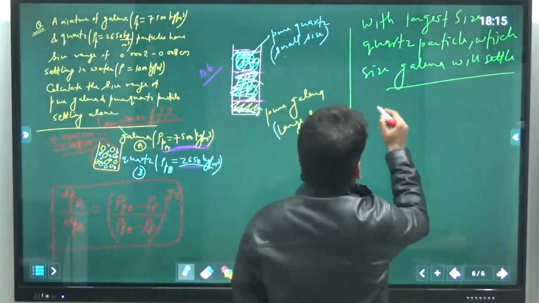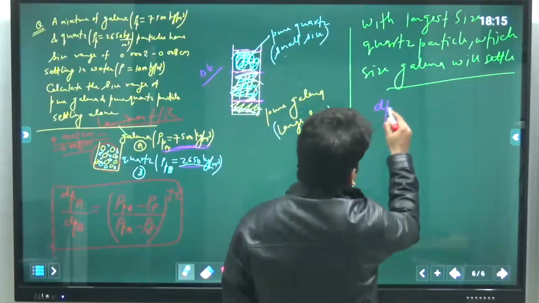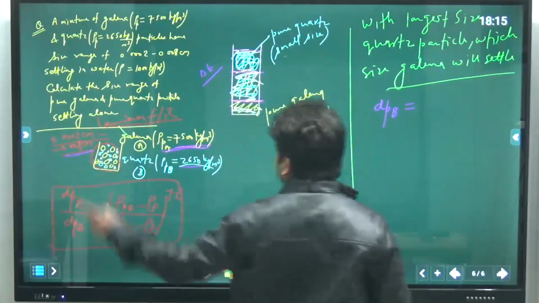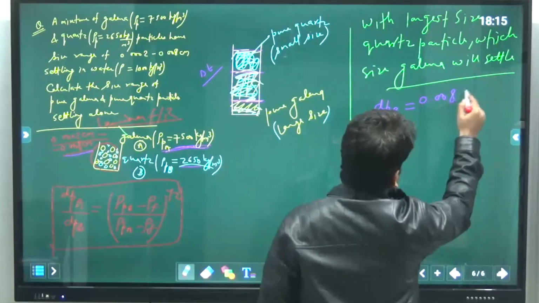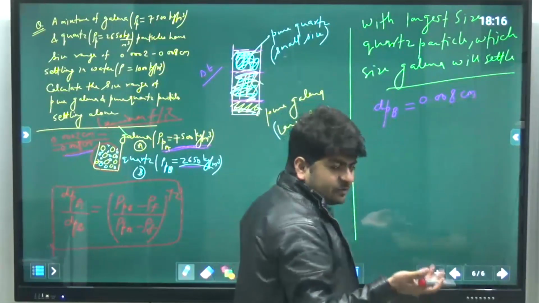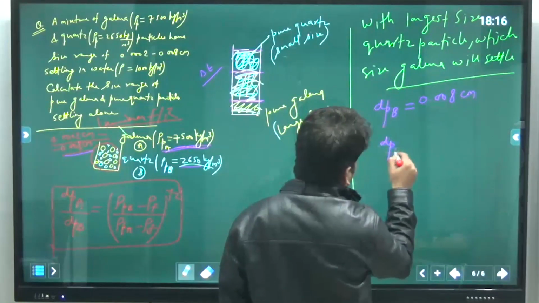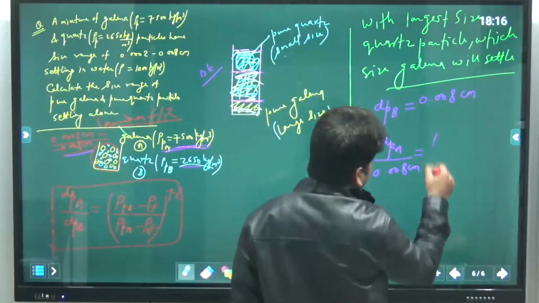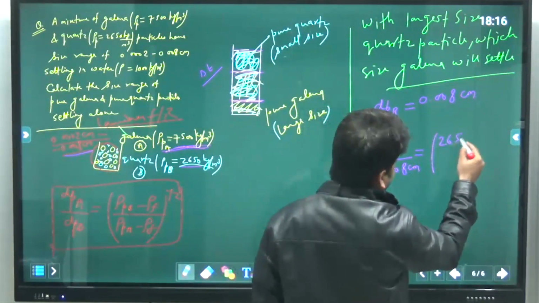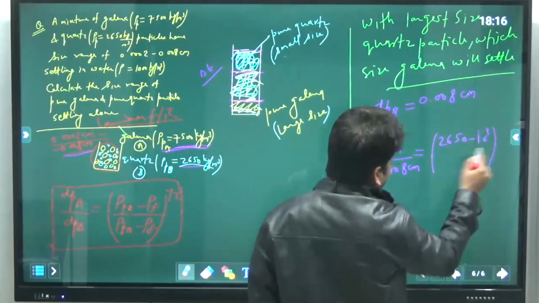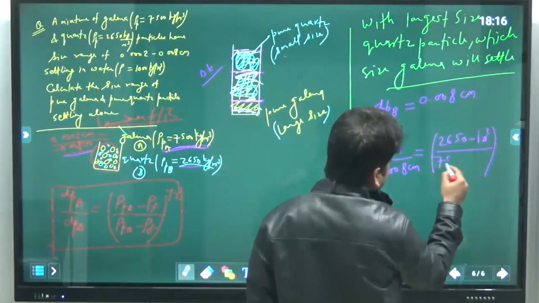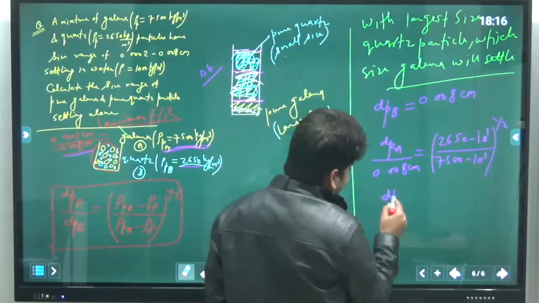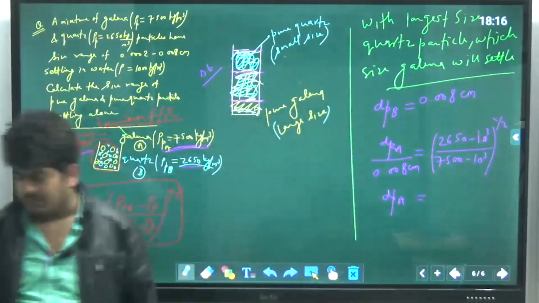So the quartz is B. So the largest possible diameter for quartz particle is 0.008. Now let's put these values in the settling ratio. dPA upon dPb is equal to density of B, that is 2650, minus density of fluid, that is 1000, upon density of galena A, 7500 minus 1000, power 1 by 2. So when you solve this, you will get dPA.